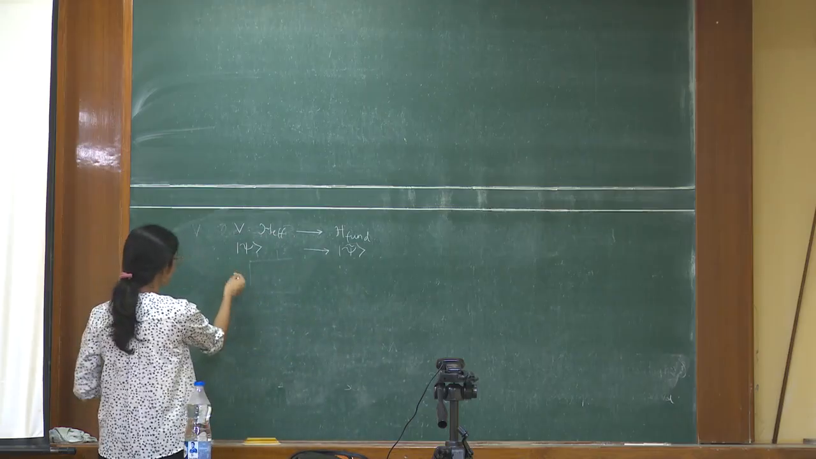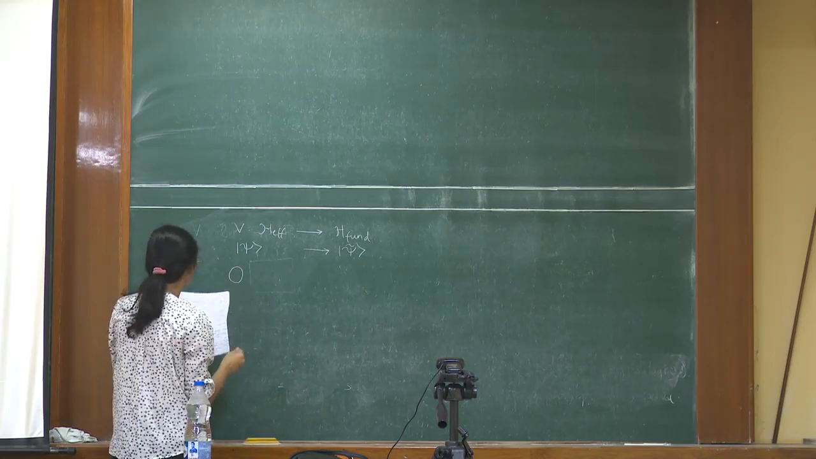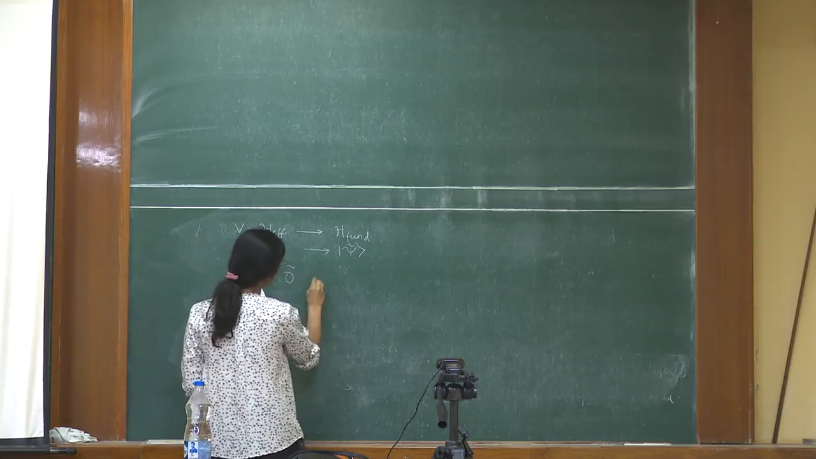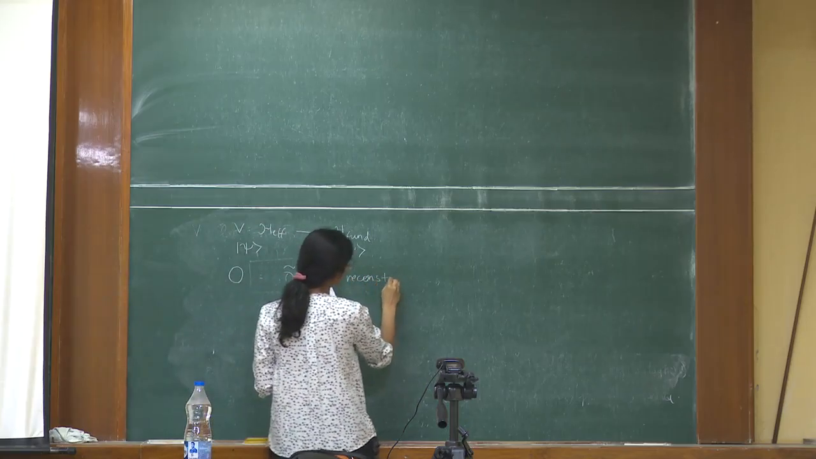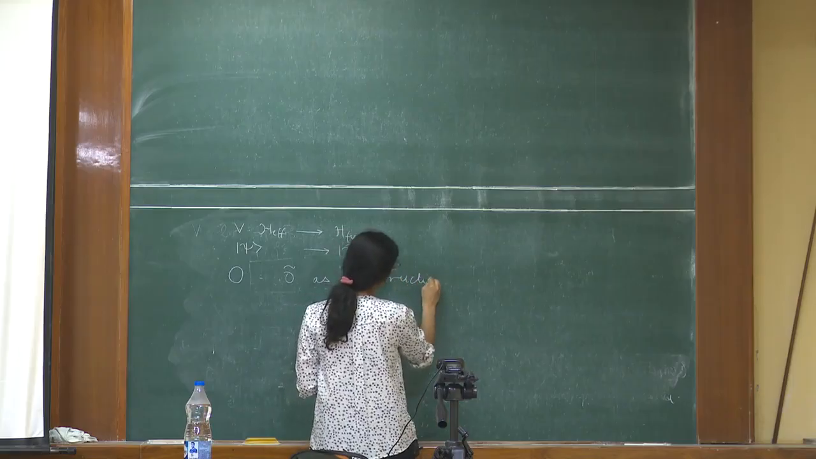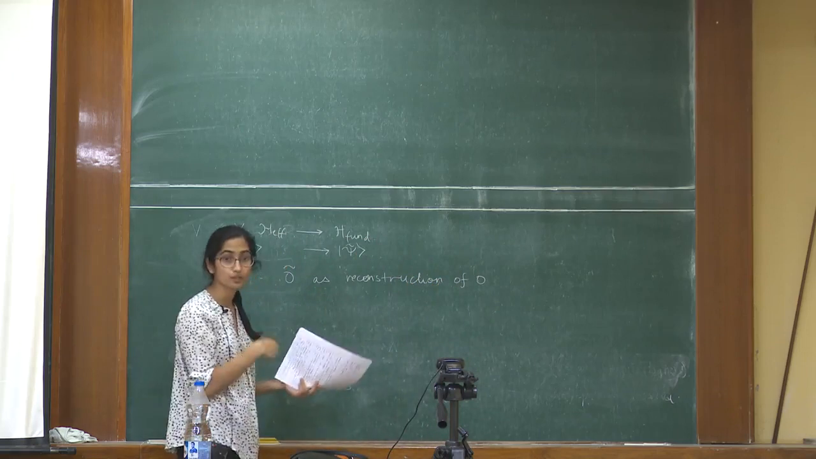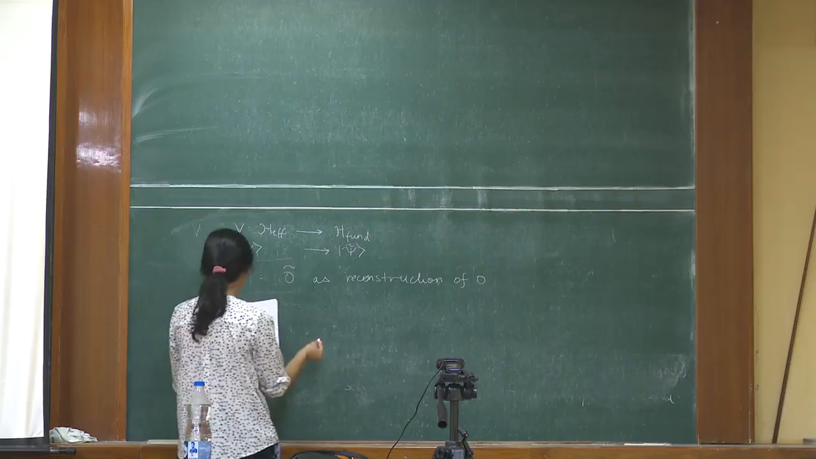So now if I have some operator O acting on the effective Hilbert space, then I define O tilde as the reconstruction of O on this H fundamental if it obeys two conditions. So let me write them down.